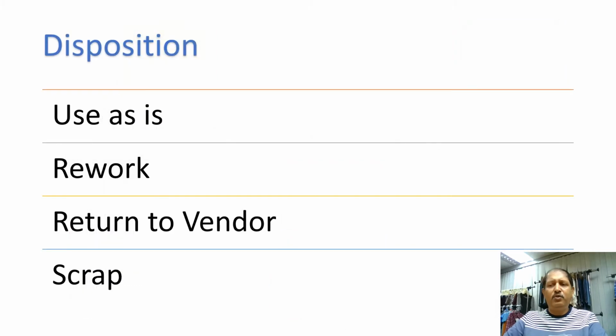Once we do that segregation, the next stage is the disposition. Generally there are four kinds of disposition. Either we use that product as is.